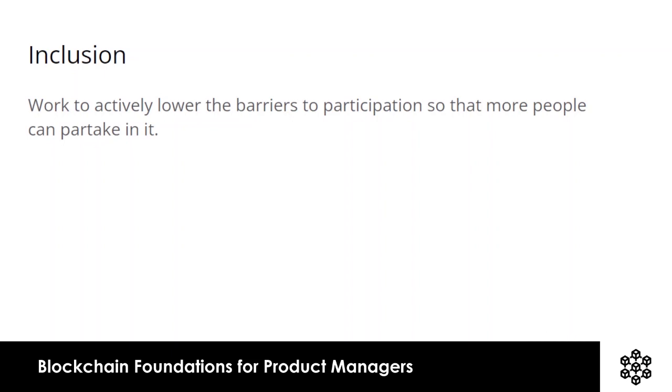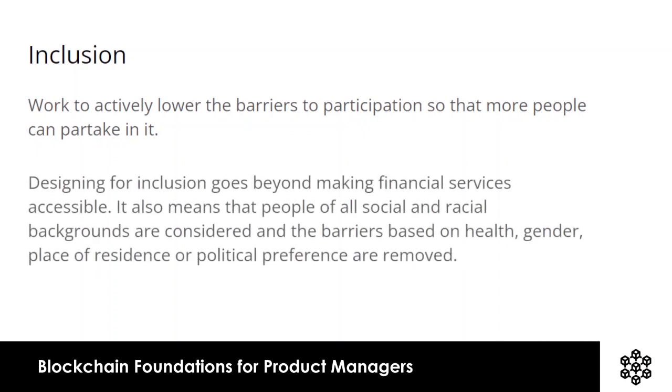In many parts of the world, the internet has not delivered prosperity to all, and lots of people are still economically disadvantaged. They cannot afford minimum fees and payments required to access services they need. Blockchain solutions should be designed to work with or without internet access, so that people who cannot afford access to the internet or people who have rather low bandwidth can still enjoy services provided. Designing for inclusion goes beyond making financial services accessible. It also means that people of all social and racial backgrounds are considered, and barriers based on health, gender, place of residence, or political preferences are removed.